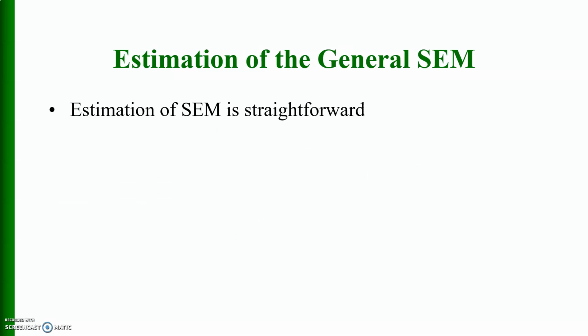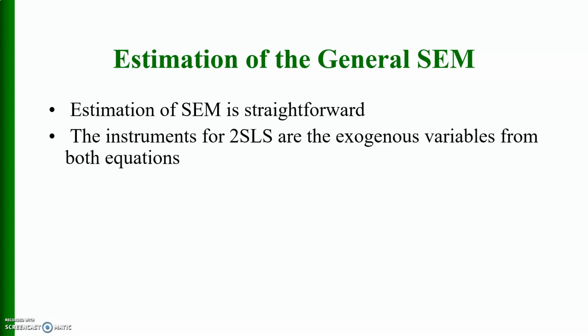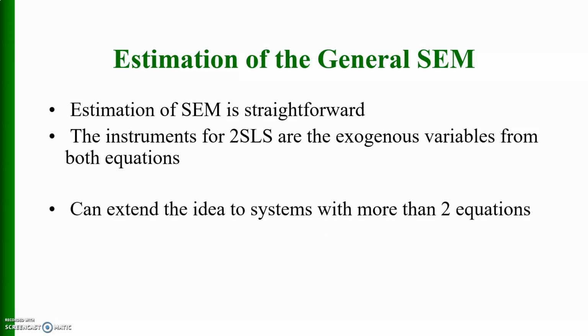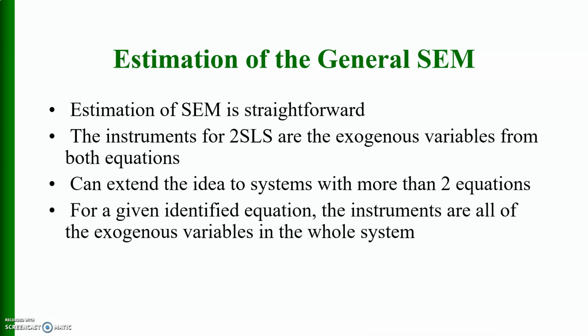Estimation of a simultaneous equation model is straightforward. The instruments for two stage least squares are the exogenous variables from both equations, and we can extend the idea to systems with more than two equations. That is, we can extend this idea to a system of equations in which there are three equations and three variables, and similarly four equations and four variables. For a given identified equation, the instruments are all of the exogenous variables in the whole system.